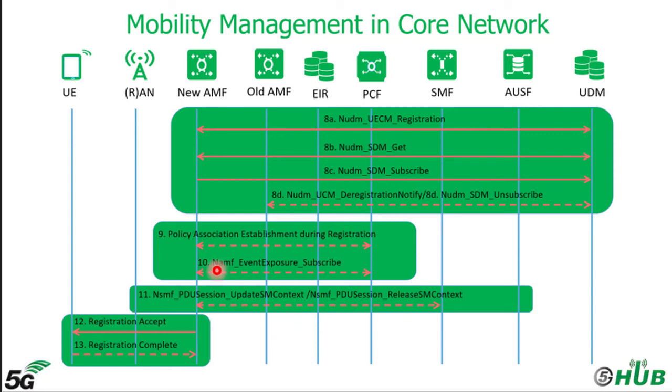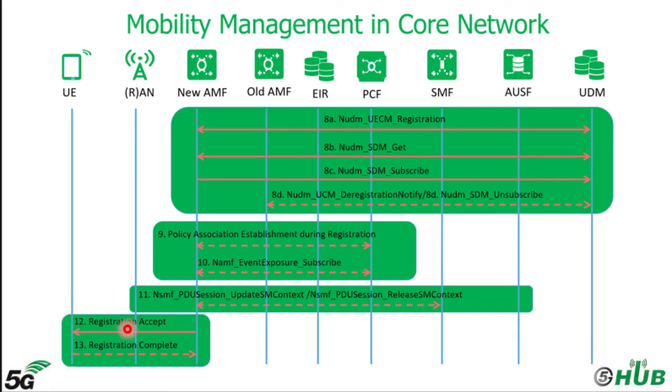Step 10, here there is a relation now between the new AMF and the PCF. The PCF may request user equipment event subscription here. And step 11, optional: if the registration request in step 1 contains a PDU session to be activated, the AMF now requests the SMF, the session management function related to the PDU session, to activate the user plane connection of the PDU session. But if the PDU session status indicates that the PDU session is released by the user equipment, the AMF instructs the SMF to release the network resources related to the PDU session that already exist.